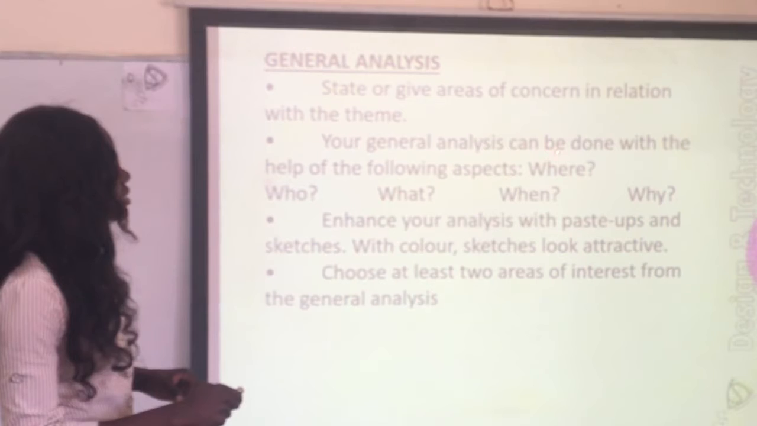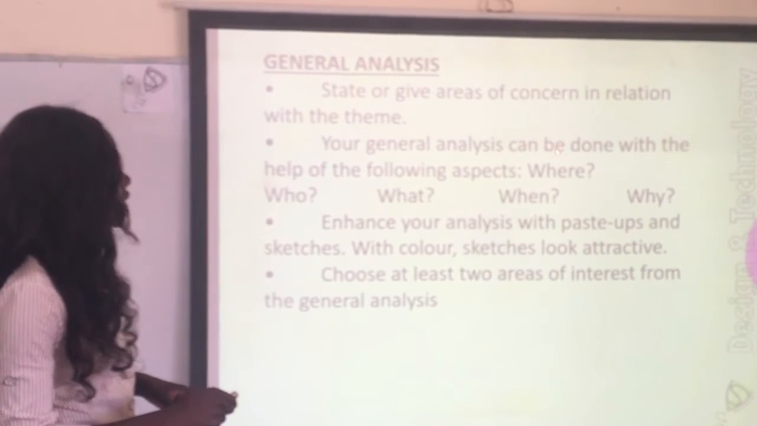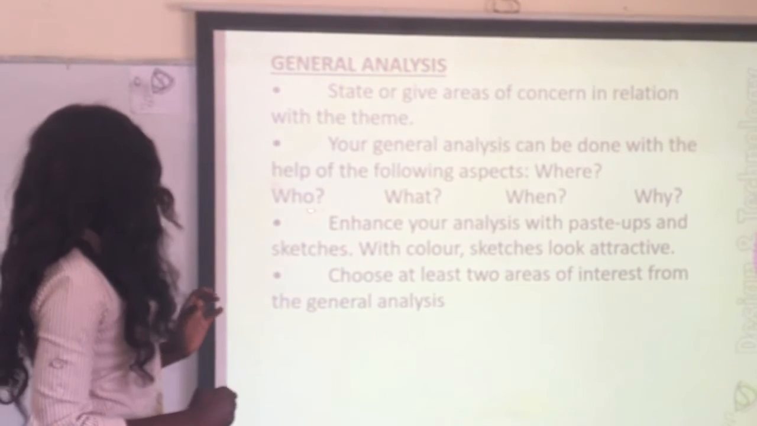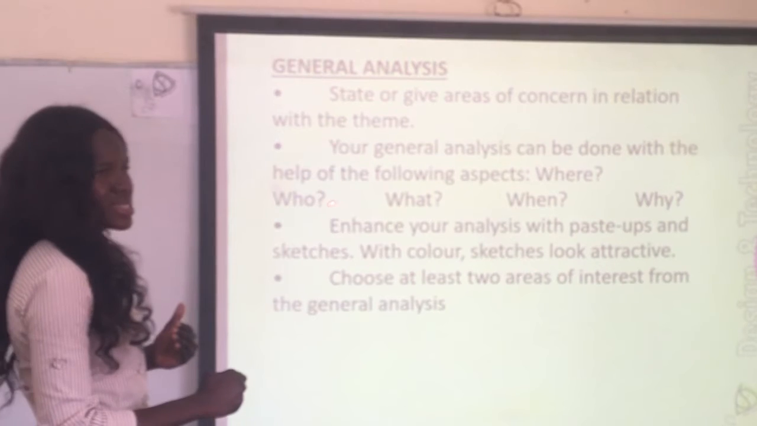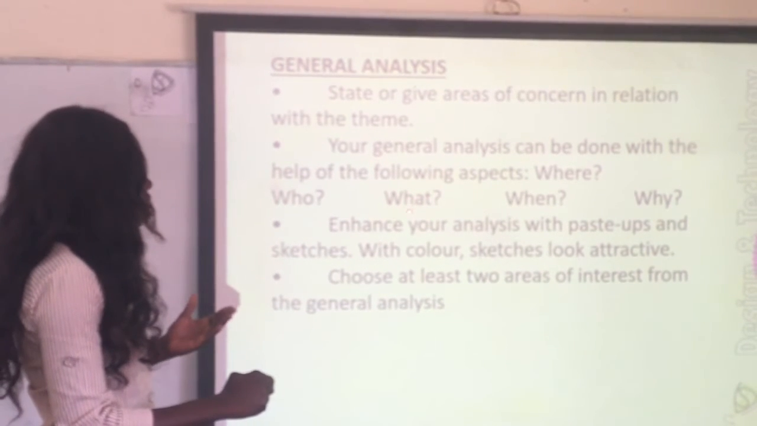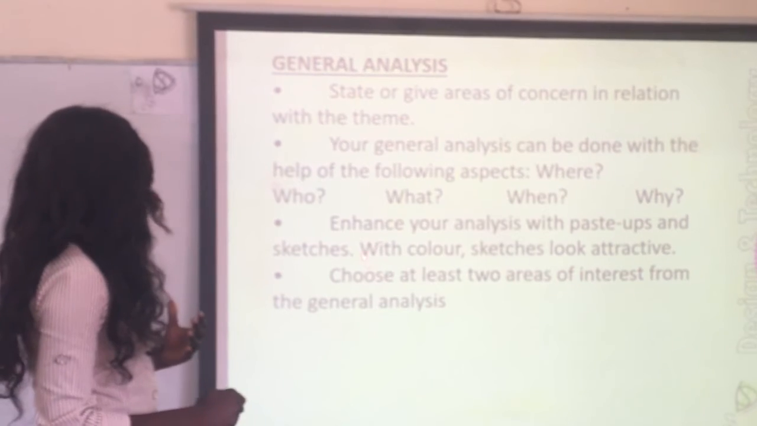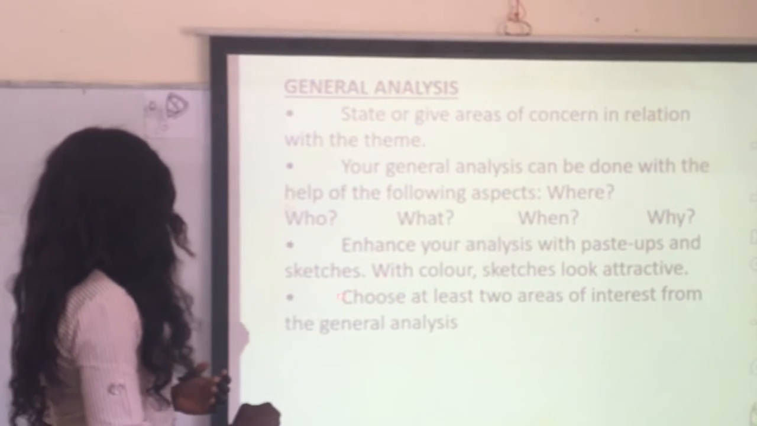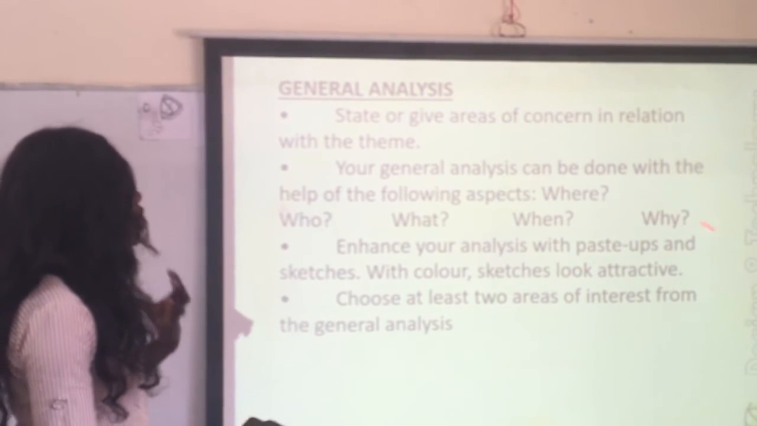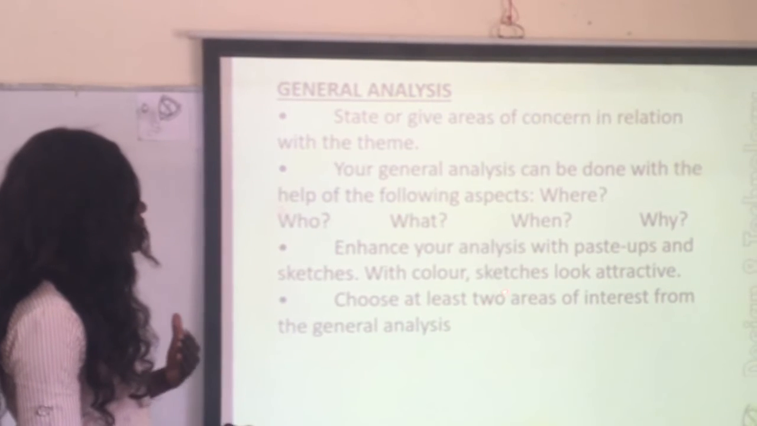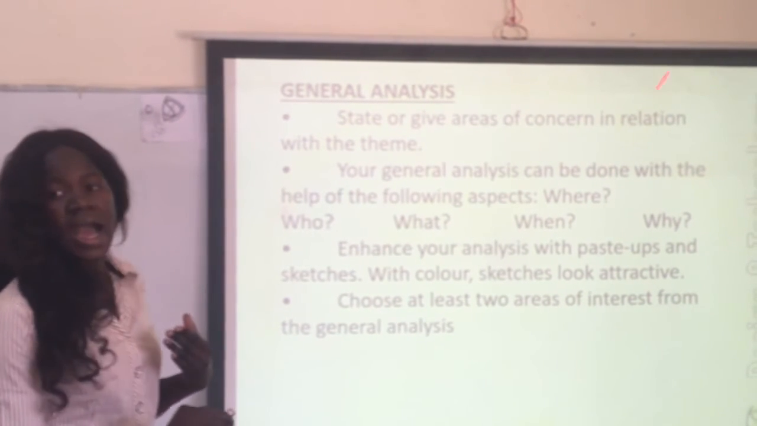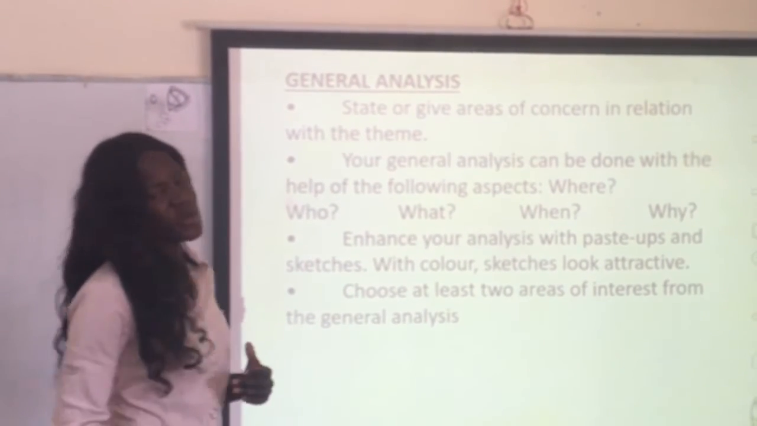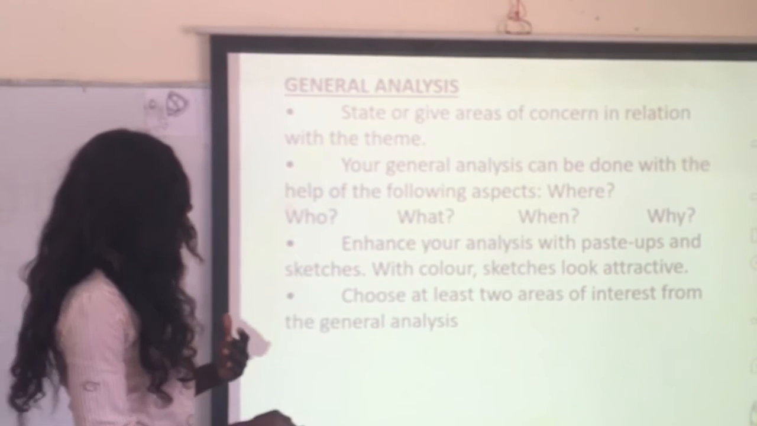Your general analysis can be done with the help of the following aspects. So you ask yourself, where is leisure taking place? Number 2, who is involved in this leisure? What is involved? When and why? Okay? Enhance your analysis with pay stubs. Remember what pay stubs are? And sketches. With colorful sketches, it looks attractive. And choose at least 2 areas of interest from the general analysis. Then let's look at what happens now on the general analysis.